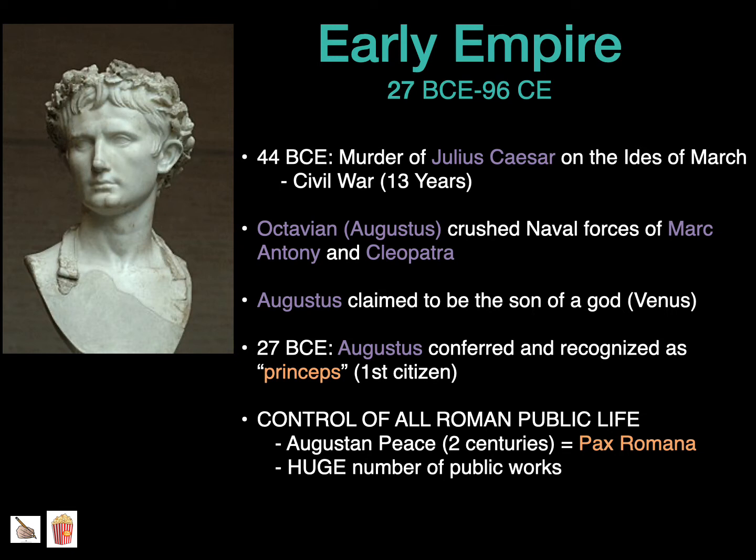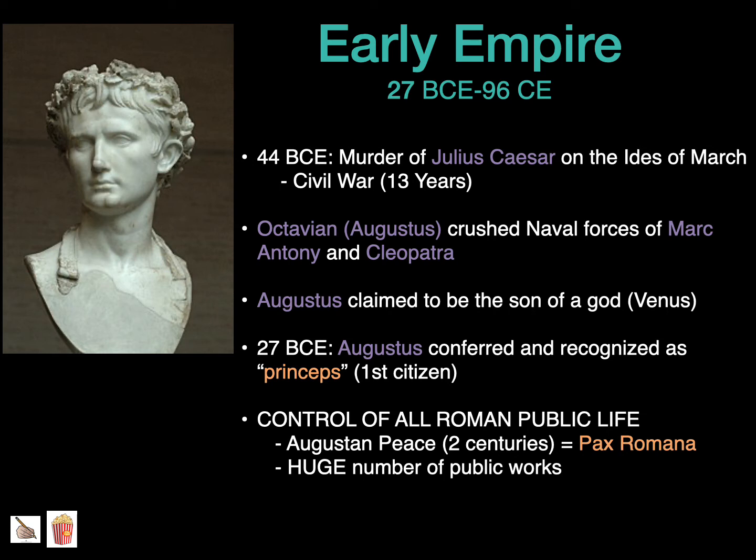Julius Caesar was the great uncle and adoptive father of Augustus. Octavian, or Augustus, crushed the naval forces of Mark Antony and Cleopatra. Augustus was the first Roman emperor, and he claimed to be the son of a god, the god Venus. In 27 BCE, Augustus was conferred and recognized as princeps, the first citizen. Princeps is an unofficial title used by Roman emperors.